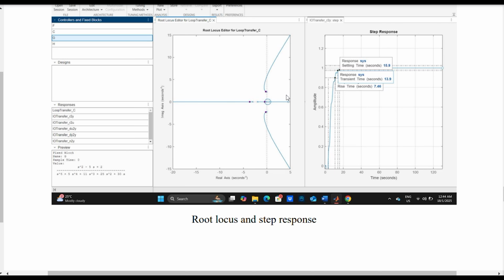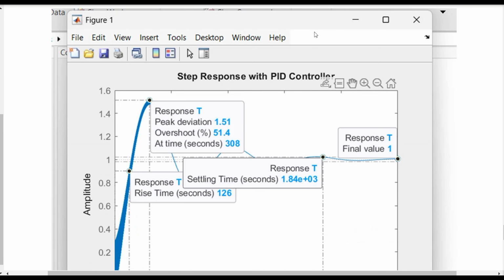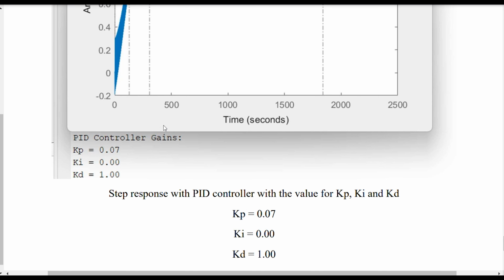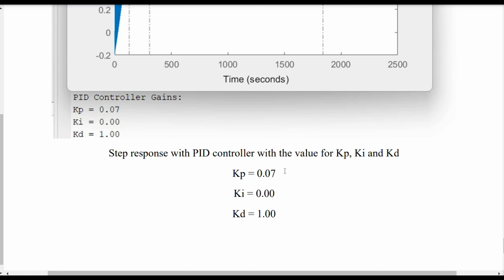So this is the root locus for system 3, and this is the response for system 3. This is the step response with the PID controller for system 3, and the values for KP, KI, and KD are here. KP is 0.07, KI is 0, and lastly KD is 1.00. So that's all from me for root locus.